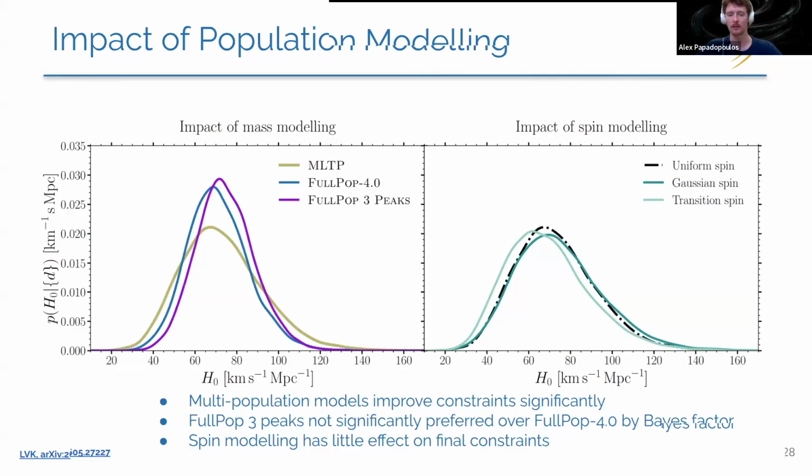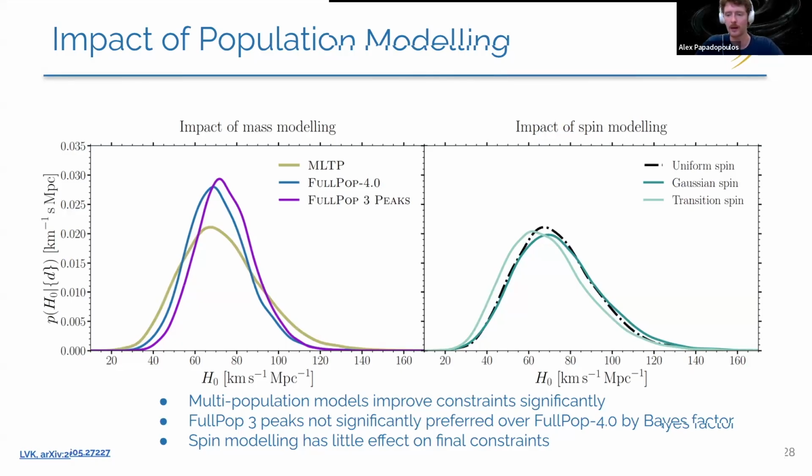And when we consider model selection, so we use Bayes factors, we use Bayesian evidence to compare our models, we find that the Bayes factors that come out of our analyses don't significantly prefer either model, either the full pop or the full pop 3 peaks, which is why we use the full pop 4.0, because it was used in previous LVK analyses. In the right-hand plot here, we also do an additional type of population modeling, which is looking to constrain the spin distribution.